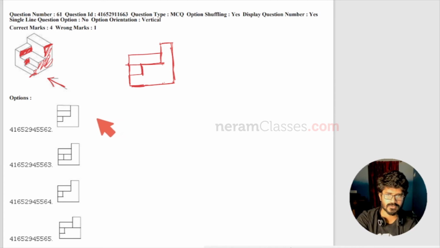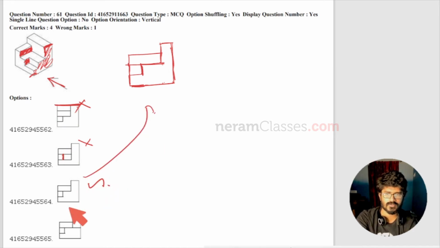So we'll compare with these options. 1 is wrong, 2 is also wrong because we have a line here. Here it is aligned, and then 3 is matching exactly with the sketch. It will be the right answer, and the fourth option is wrong because we have a line here.